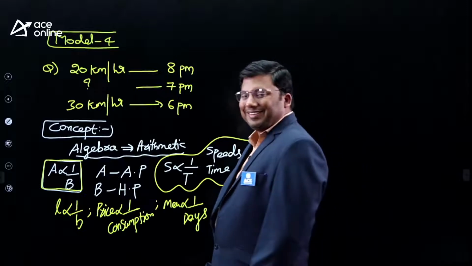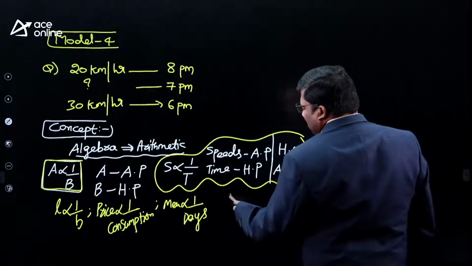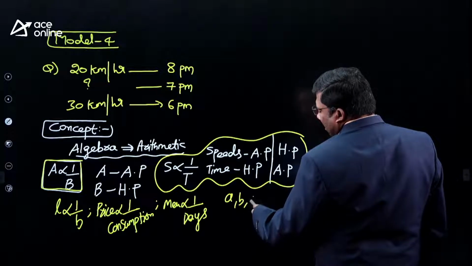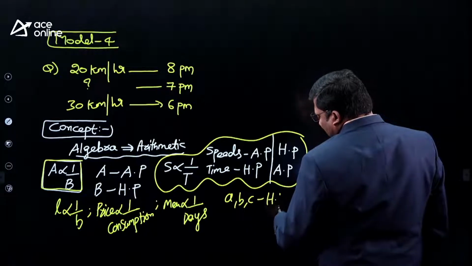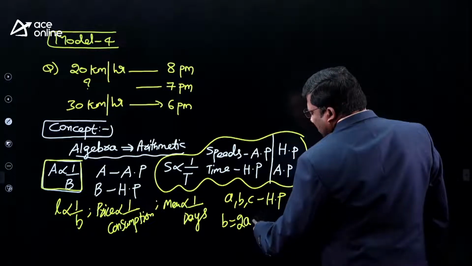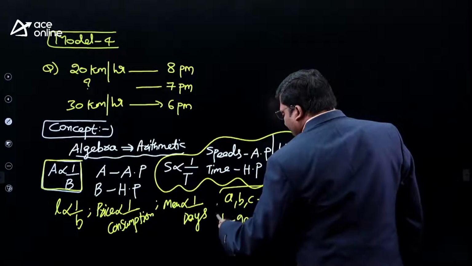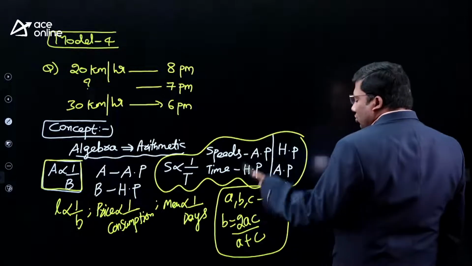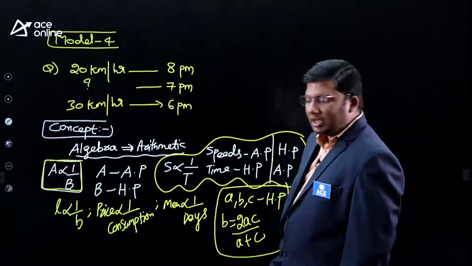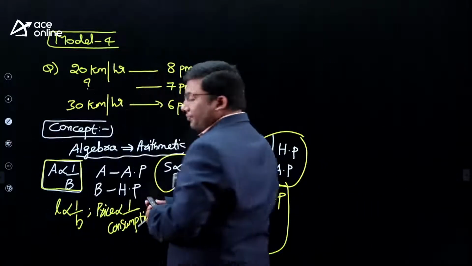Now listen carefully, sir. Very interesting and another concept. This will help us. If A, B, C are in harmonic progression, B is given by 2AC by A plus C.